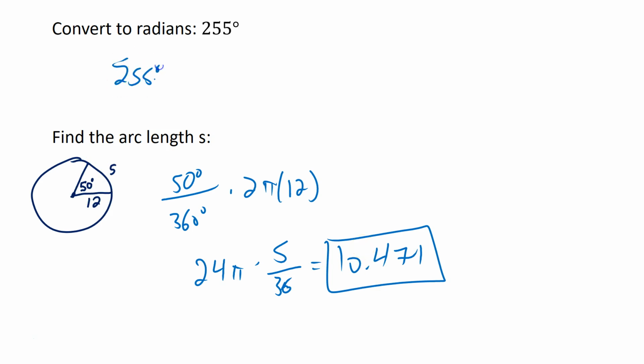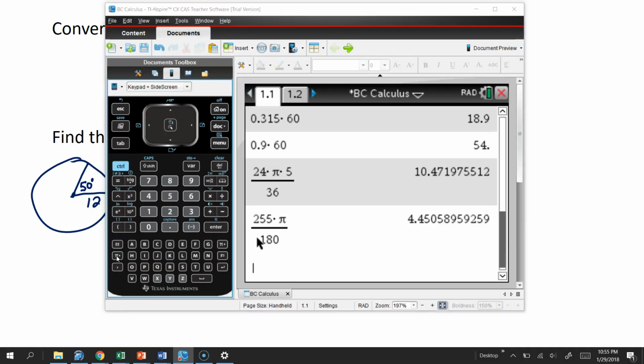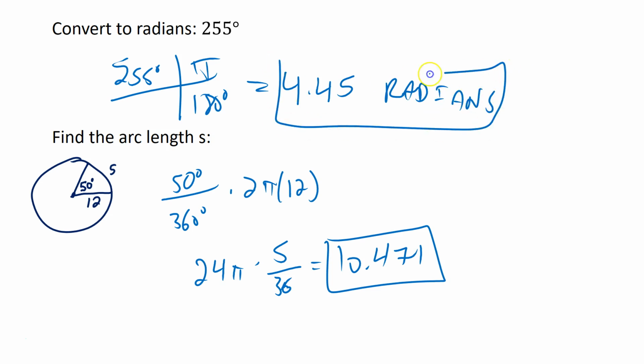Convert this guy to radians. So we have 255 degrees. Remember, radians and degrees somehow use a pi and a 180. Looks like we need the 180 on the bottom, in this case, pi on the top. So on my calculator, that's a 255, I promise. Do 255 times pi, multiply across the top, and then divide by the bottom, which is 180, gives us 4.45 radians. Remember, you don't need to write radians, but when there's no pi there, sometimes I like to do it because it makes it clear what you're talking about.